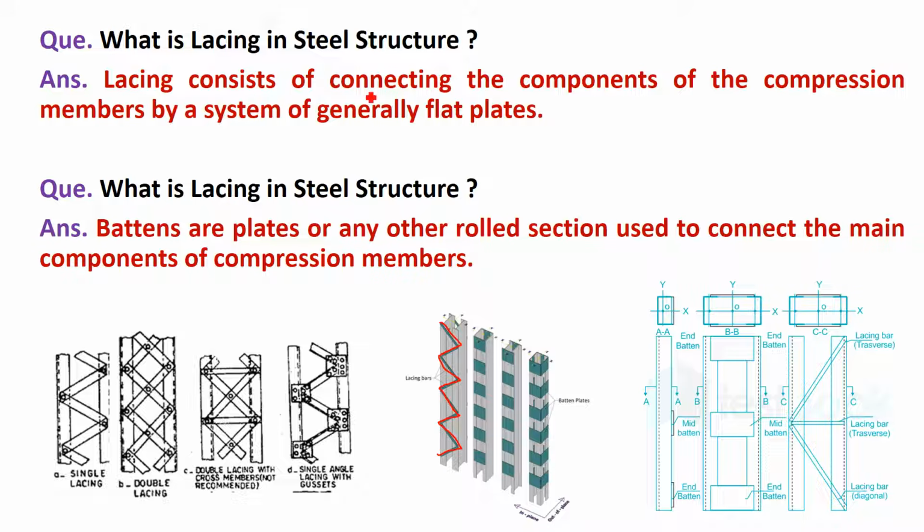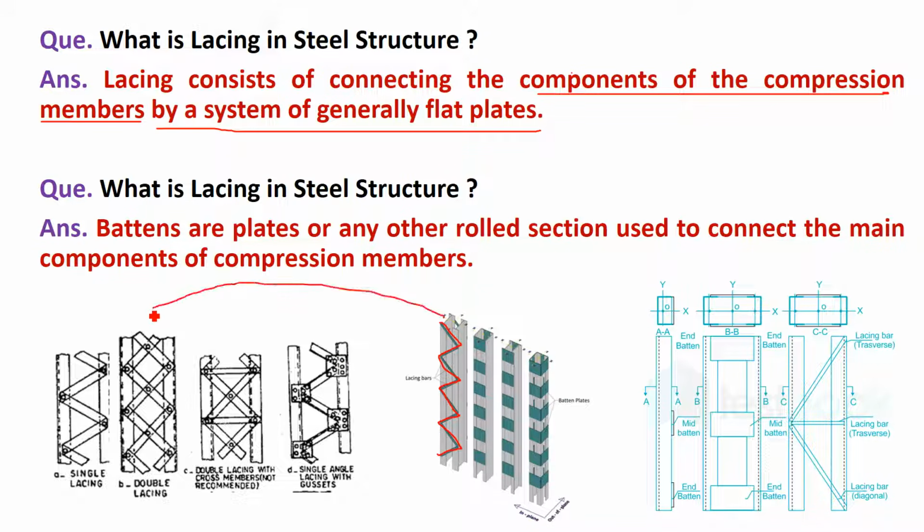Lacing consists of connecting the components of compression member. Compression member means column. Components means 2 I sections. So lacing consists of connecting the components of compression member by a system of generally flat plates. So these are the strips of plate, right?